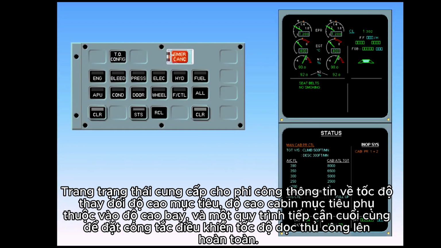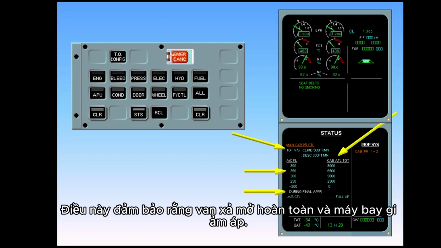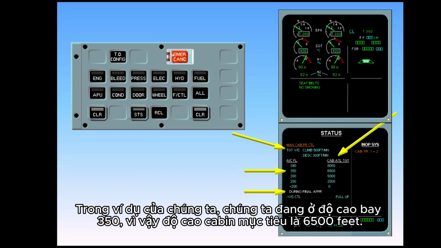The status page provides the pilots with information: target vertical speeds, target cabin altitudes, which depend on the flight level, and a final approach procedure to set the manual vertical speed control fully up. This ensures that the outflow valve opens completely and the aircraft depressurizes. For our example, we are at flight level 350, so the target cabin altitude is 6,500 feet.